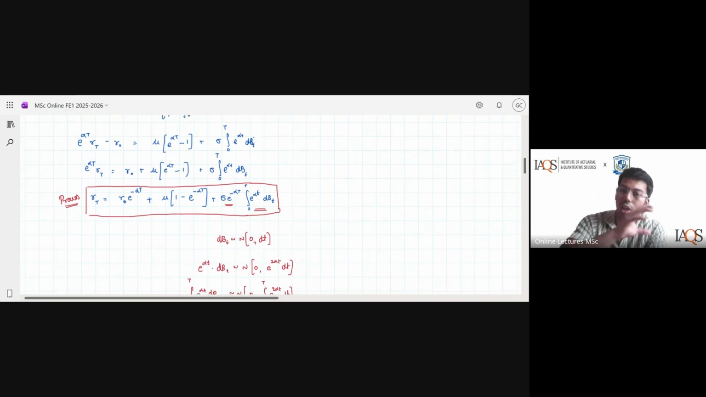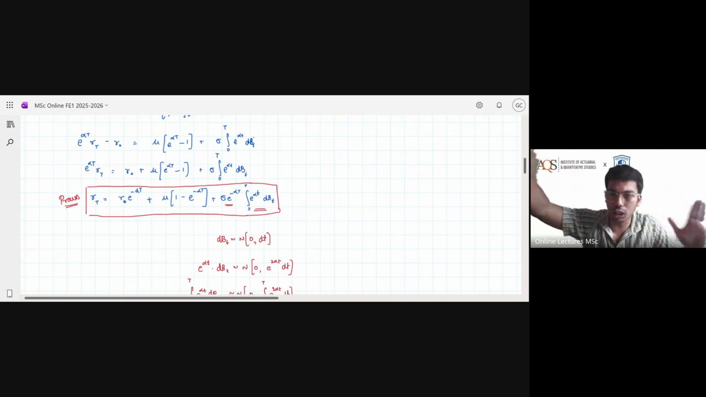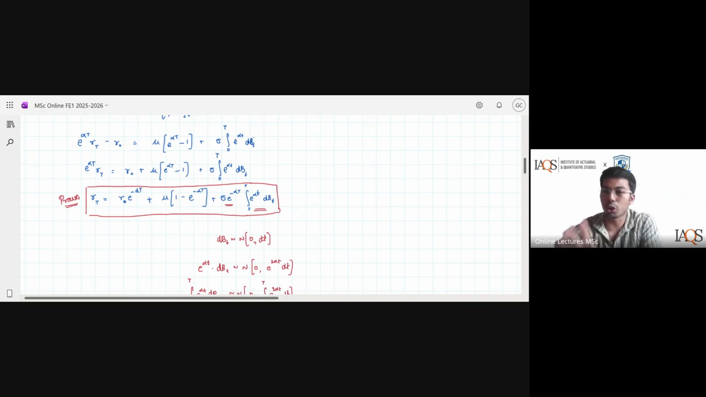Long-term mean reversion. Ideally, I say that over the long term, it will converge at this particular level. That is what your mu is. Because in the short term, there will be a lot of fluctuation. It may not revert to the mean reversion level, but in the long term, it will revert to the mean reversion level. Let me see if I can show you all.